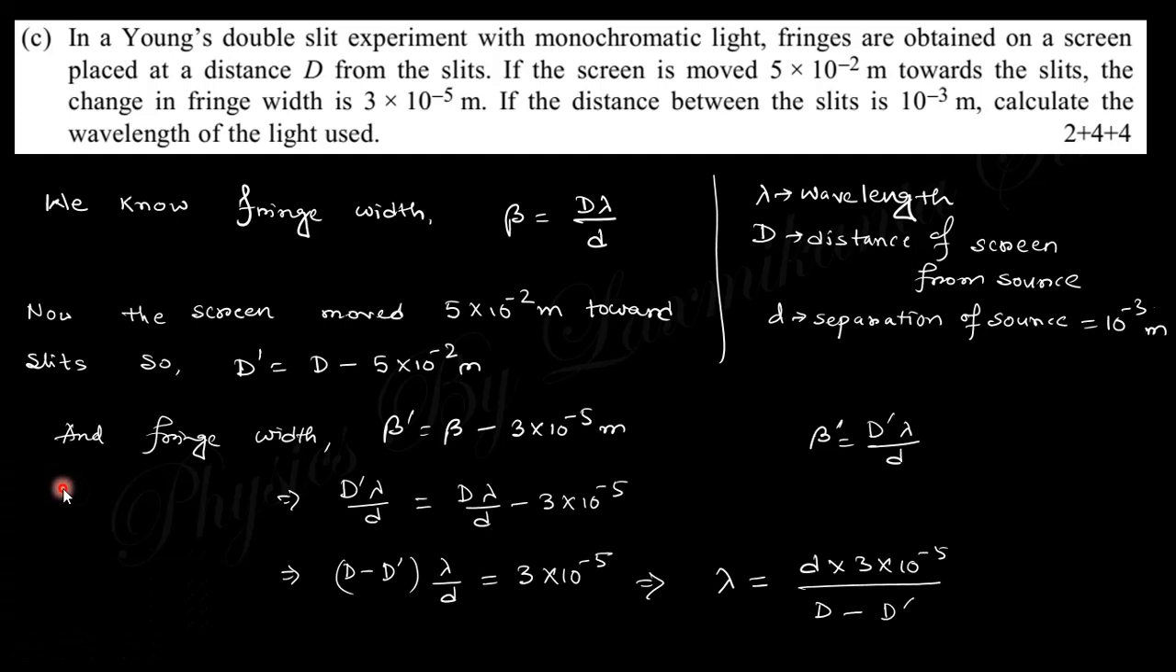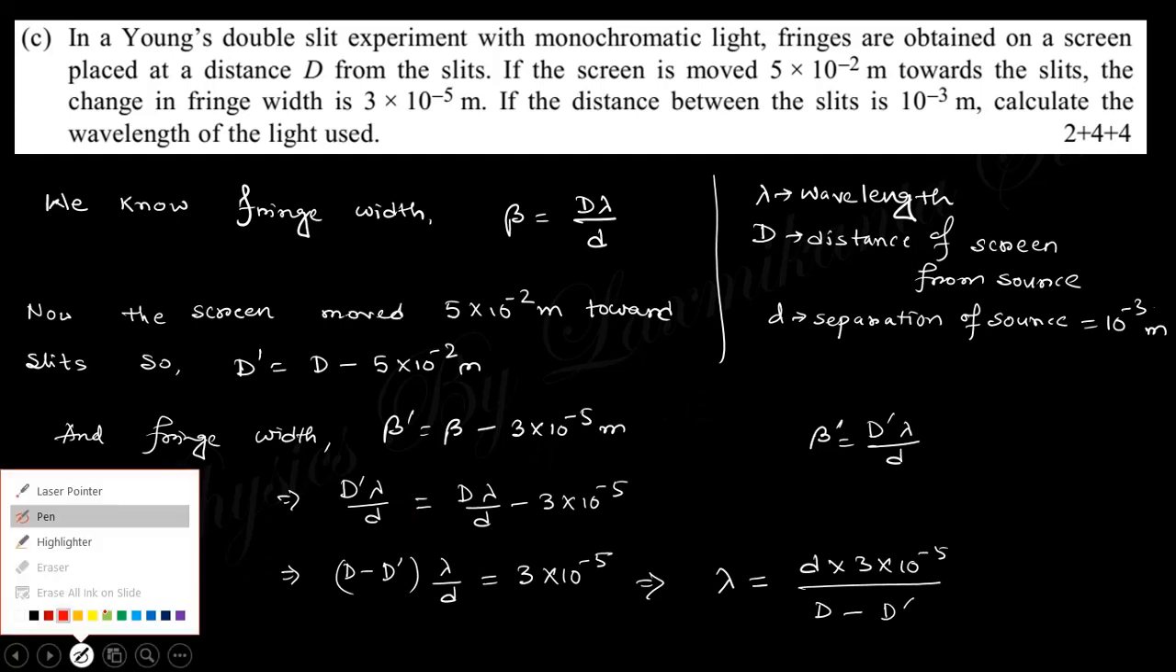In Young's double slit experiment with monochromatic light, fringes are obtained on a screen placed at a distance D from the slit. The screen is moved towards the slit, and the change of fringe width will be like that. Calculate the wavelength of light. So you know from the previous solution, fringe width will be D lambda by d. Lambda is the wavelength, D is the distance of the screen from the source, and d is the slit separation.